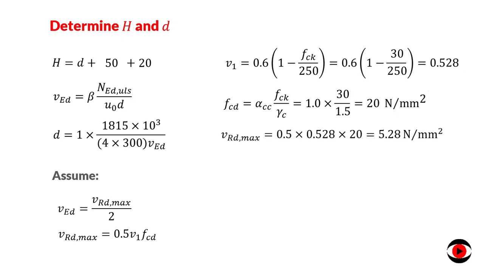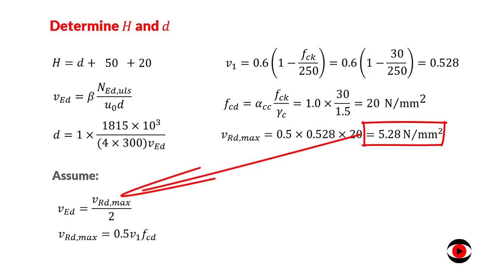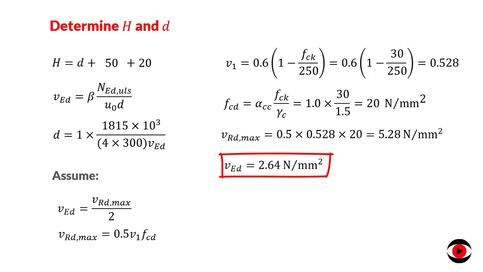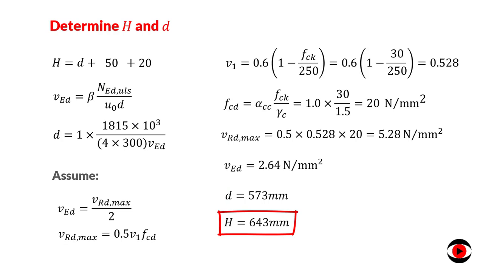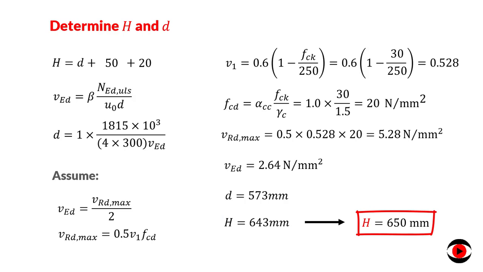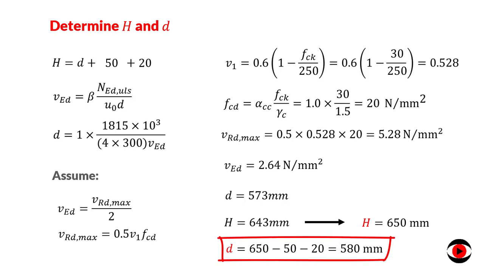We then substitute this value here to obtain the value of the assumed design shear stress at the column face. Now, substitute this value here to obtain the effective depth equals to 573 millimeters. Substituting this value into our original equation, we get a pad thickness of 643 millimeters. We'll use a pad thickness of 650 millimeters, from which we get our new effective depth equals to 580 millimeters.